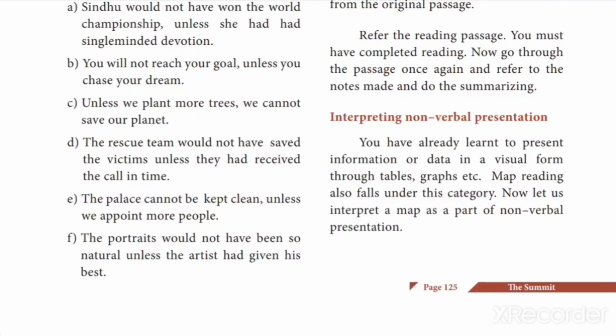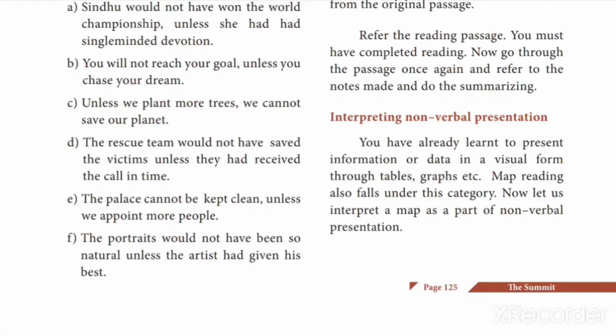Then coming to D. The rescue team would not have saved the victims unless they had received the call in time. Here, as usual, we are going to replace unless with if, but at the same time, the verb had received should be converted into a negative one. To make it, we have to introduce not between had and received. So the sentence is, the rescue team would not have saved the victims if they had not received the call in time.